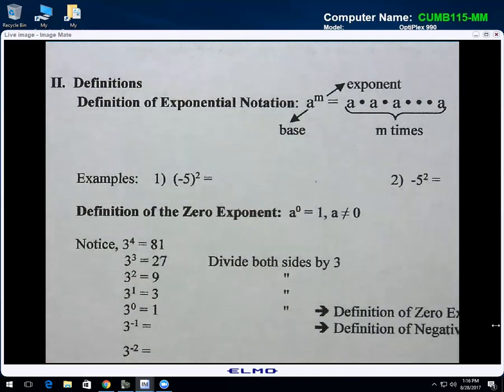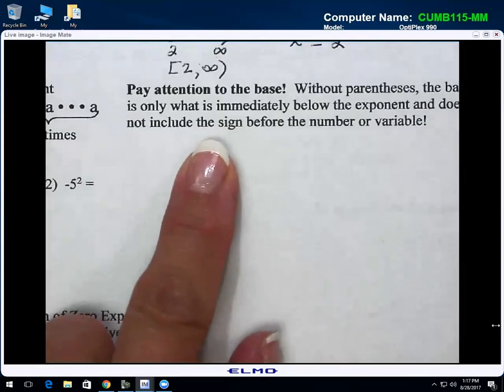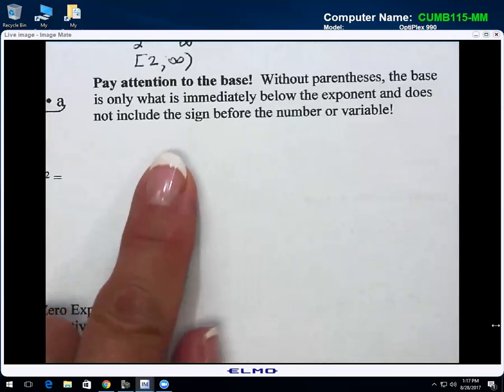We're not going to say the little number up in the air. The little number up in the air is called the what? The exponent, and the number that the exponent applies to, the big number below it, is called the base. Here's my first big caution for you. Pay attention to the base.